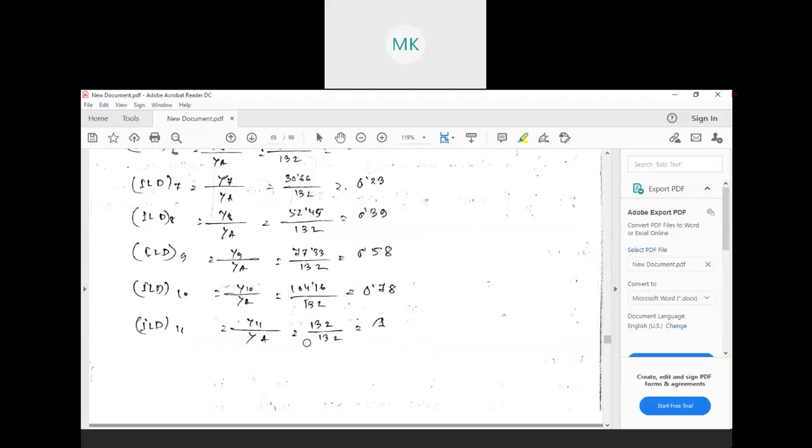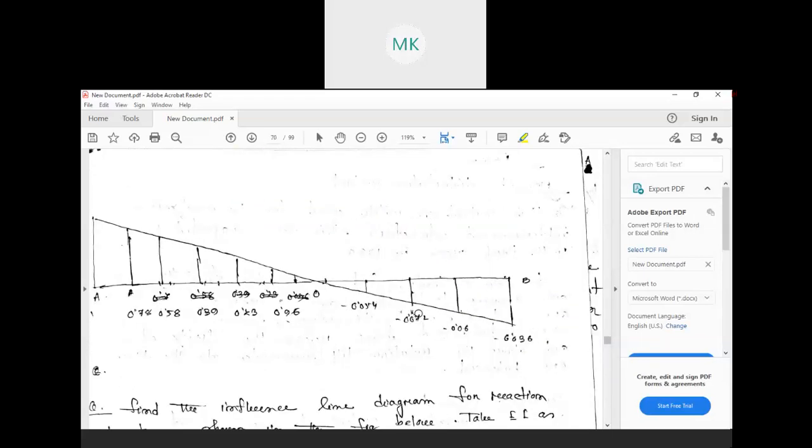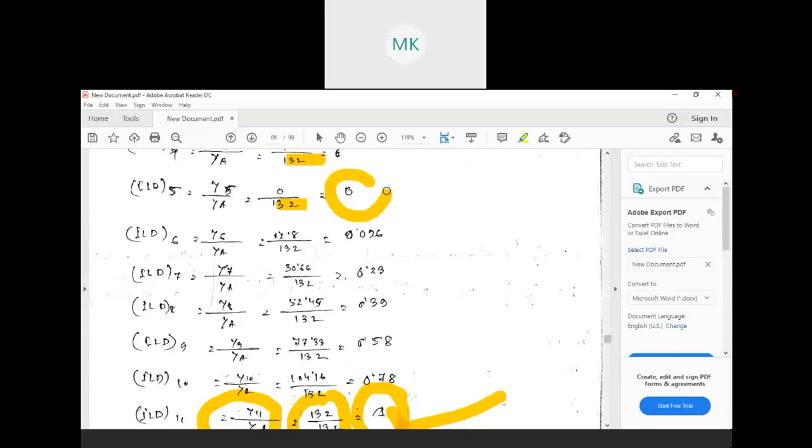At the last, y11 by ya, 132 by 132, you will get 1, which we have already assumed, meaning our calculation is correct. That's why we are getting 1 as the final value. So after getting this, you need to plot this curve. Put the values, this is your ya value 1. Similarly, 0.7858, whatever you got, just put it. At the intersection point you will get 0.